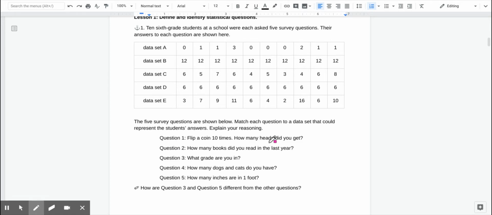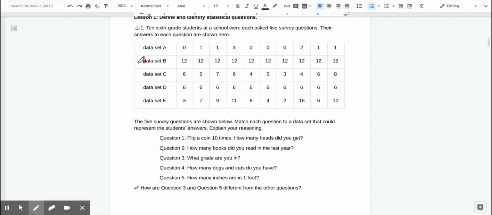Question 1 is flip a coin 10 times. How many heads did you get? Well, we could get anywhere from 0 heads to 10 heads, and we would expect any number in there, but probably most of them are going to be about the middle. Data set A doesn't give us 0 to 10. It only gives us 0 to 3, so it's probably not that.